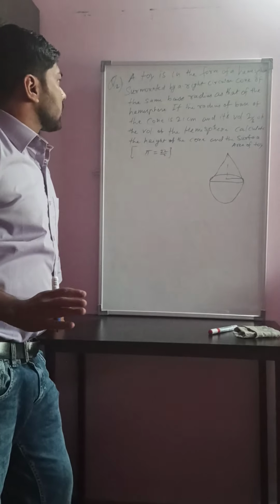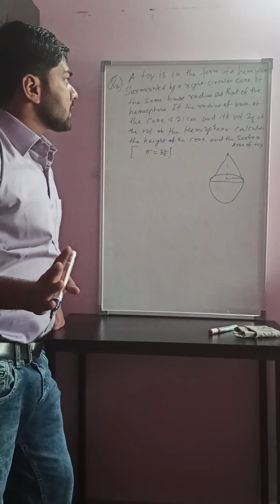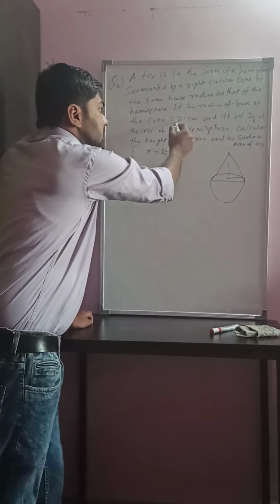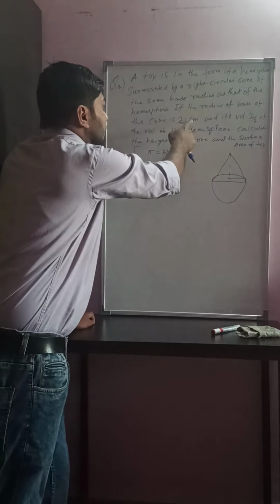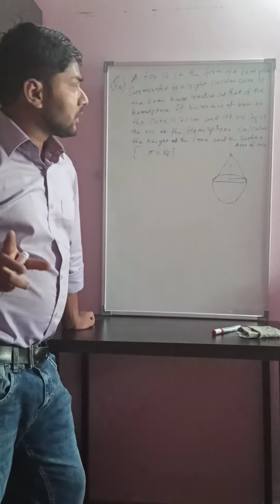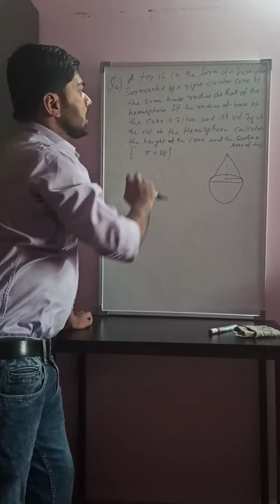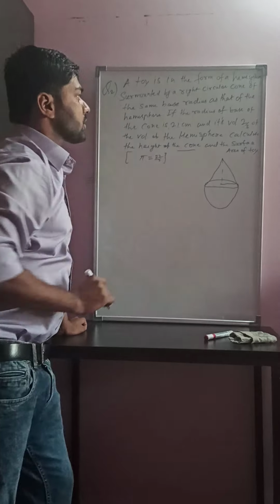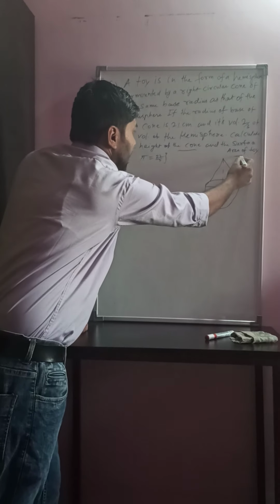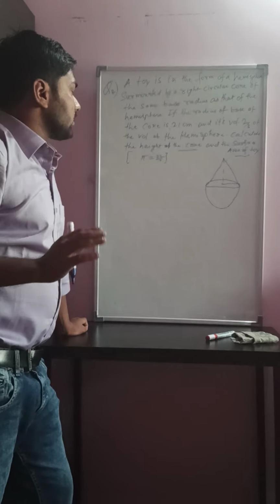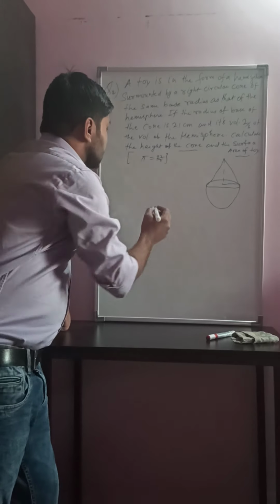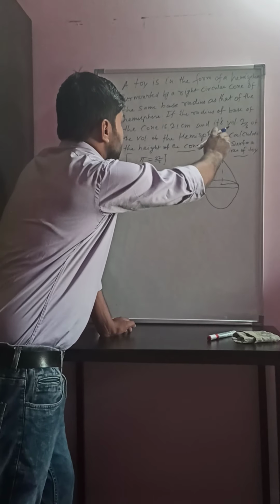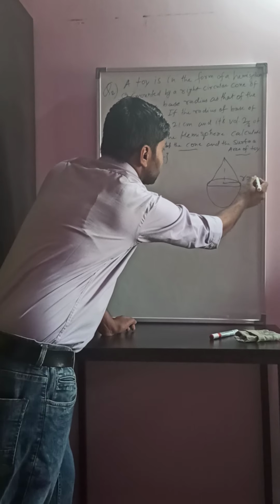Now the radius of the base of the cone is given as 21 centimeters, and its volume is given as 2/3 of the volume of the hemisphere. We need to calculate the height of the cone, the first part of the question, and the surface area of the toy. Before that, let's write down the parameters given here. The radius is 21 centimeters.